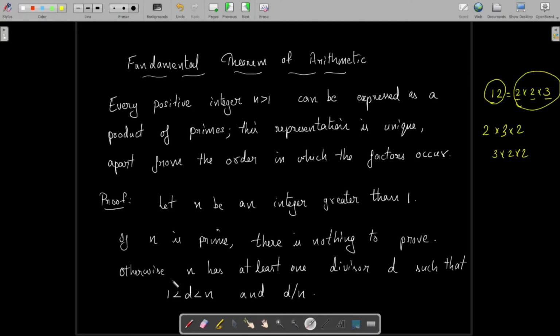Otherwise, that is, if n is not a prime number, if n is a composite number, then n has at least one divisor d such that d is greater than 1 and less than n, and d divides the number n. That is, if we take an integer like 6, 6 is not a prime number, so there must be a divisor for 6. Let it be 2 or 3. Then 2 is strictly greater than 1 and less than 6, and 2 divides 6.